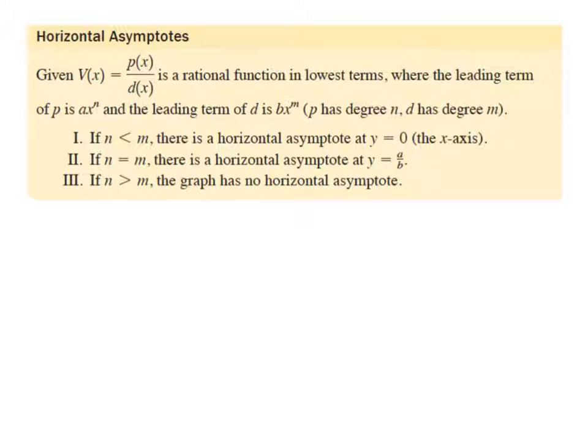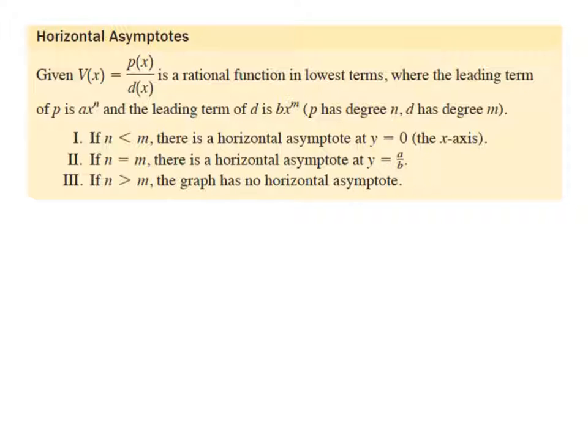Now for the two polynomials, they say that the leading terms are ax to the n and bx to the m. Basically, the top function has degree n and the bottom function has degree m. They just defined all that so we'd know what we're talking about with n and m down below in the rules. So you notice that first one, if n is less than m. Was n the one on the top or the bottom? The top.